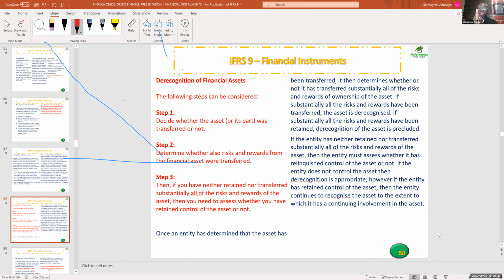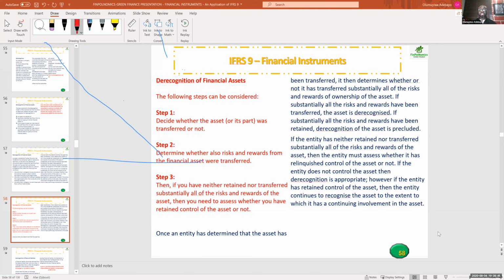Now, when you derecognize a financial asset, you recognize the consideration based on the value obtainable as at the time of transfer. And the difference between the value obtainable at the time of transfer and the carrying amount before transfer results in a gain or loss in your profit or loss.